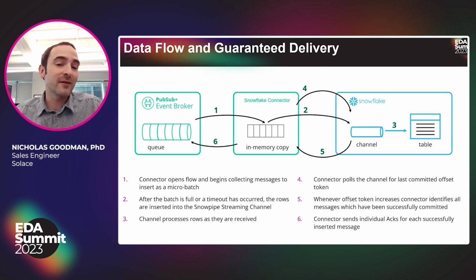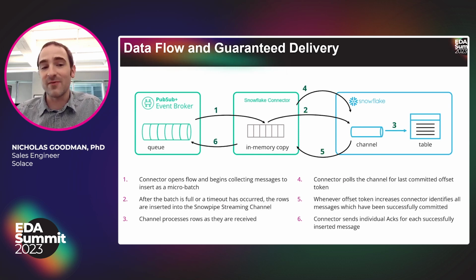Now, if you're a keen observer, this is what is known as at-least-once message delivery guarantee. There is a small edge case here: what happens when messages have been taken from the queue and inserted into the Snowflake channel, but something goes wrong with either the network or the connector crashes for some reason?